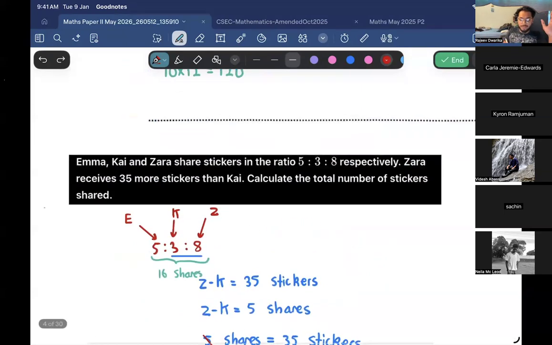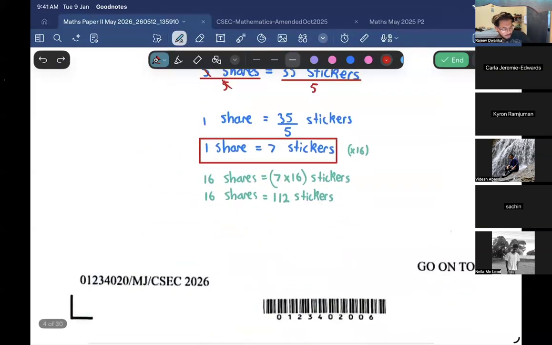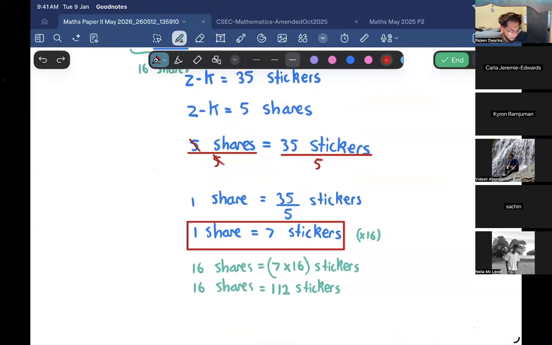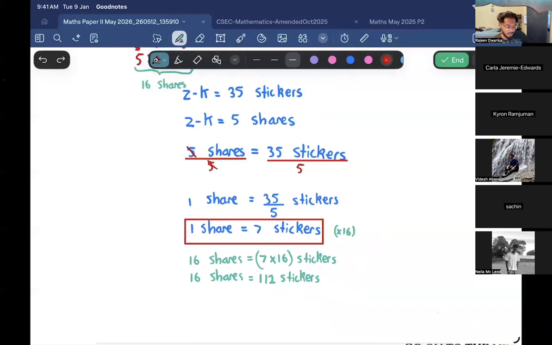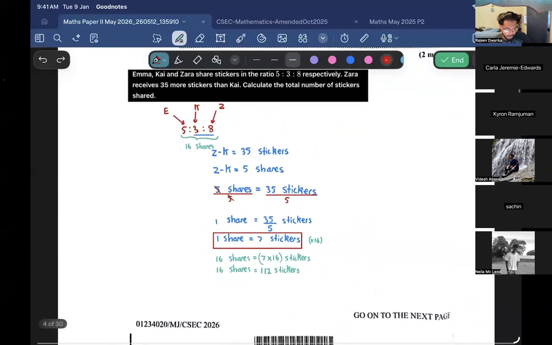And now we want to find the total number of stickers shared. So how do I figure that out? You add up all the amount of shares and you multiply by the 7. Exactly, because if one share is 7 and to find for 16 shares, I would just multiply 7 by 16. Yes, sir. That makes sense. Good job.